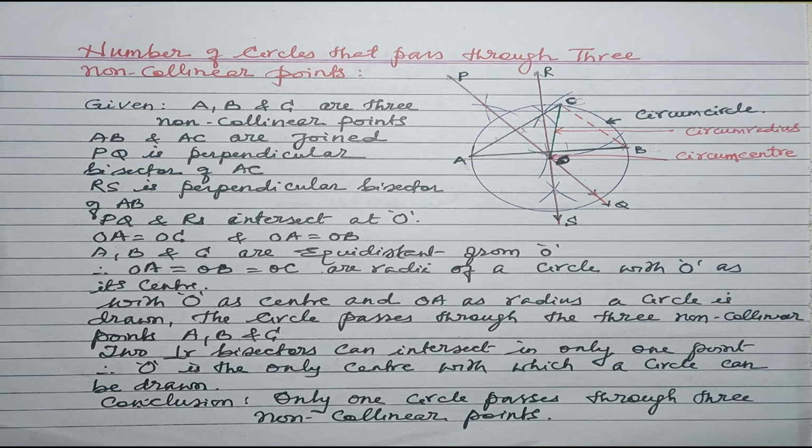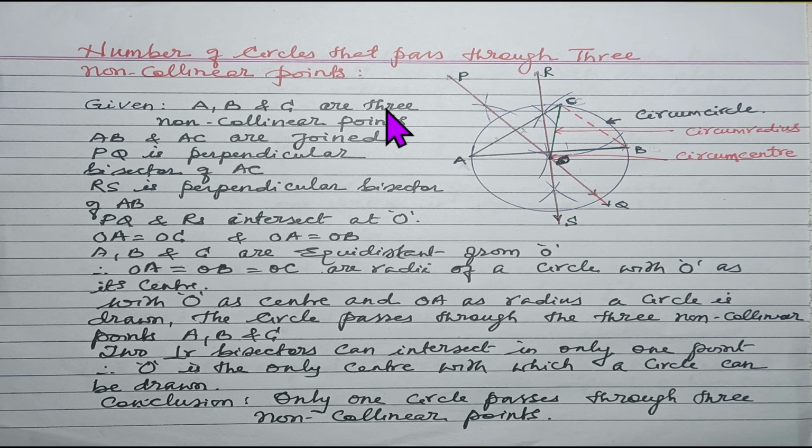So please remember that. Now coming to the next point, the number of circles that pass through 3 non-collinear points. We have 3 non-collinear points here, that is points A, B and C. Now we have to find how many circles pass through these 3 non-collinear points A, B and C.